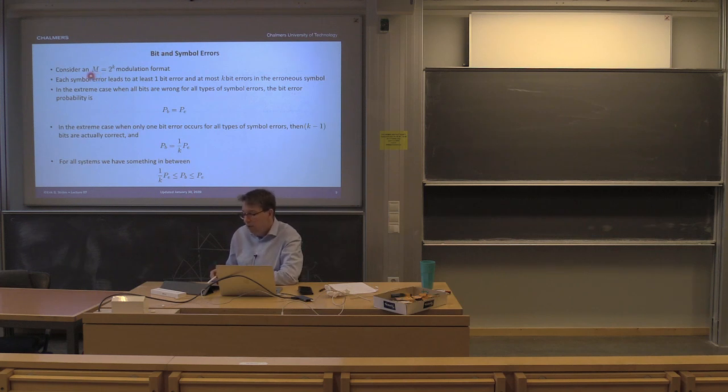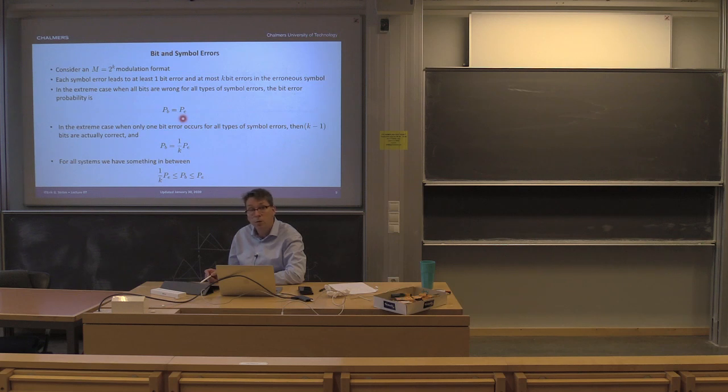So if we have an M-ary modulation format with M equals 2 to the power of k, so k is the number of bits per symbol, then each symbol error leads to at least 1 bit error, but at most k bit errors. So something in between. So if I have 4 bits, a symbol error means at least 1 of the bits is wrong, and at most 4. In the extreme case, when all bits are wrong for all types of symbol errors, then the bit error rate is equal to the symbol error rate.